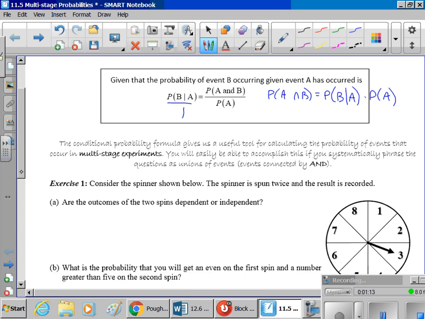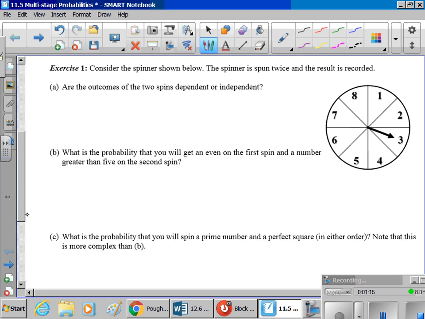So right on to exercise 1. Consider the spinner shown below. The spinner is spun twice and the result is recorded. Are the outcomes of these two spins dependent or independent? Well, nobody is taking a number off of the spinner or anything like that. So these two events are independent.